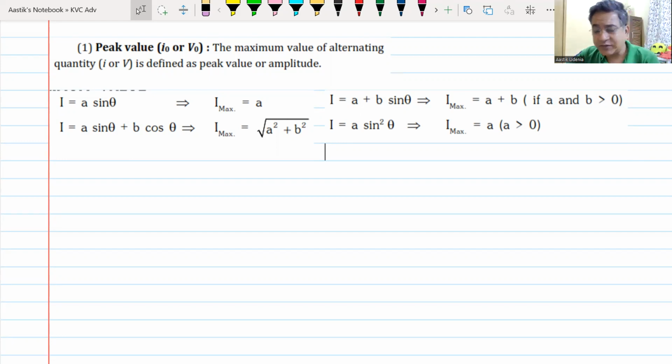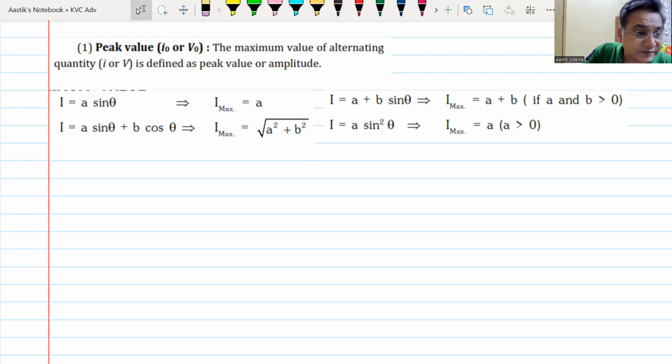Now, if you put a simple ammeter or simple voltmeter, which value will it give you? Will it give you the peak value or will it give you something else? The value that a simple ammeter or voltmeter, a DC ammeter or DC voltmeter, will give you will be the average value.